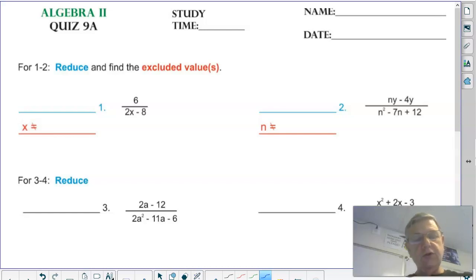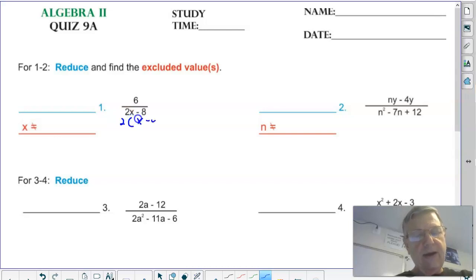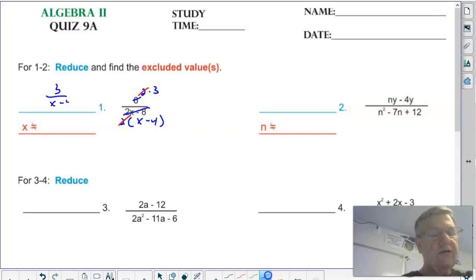First off, reduce and find the excluded values. So remember, when you're looking for excluded values, they're the values of the denominator that make the denominator 0. But first off, we want to find the solution. We want to reduce. So I look to factor the denominator, and I can factor out a common 4. Notice now the 6 is a 2 times 3, and those 2's divide out. So what is the answer to number 1? 3 over x minus 4.